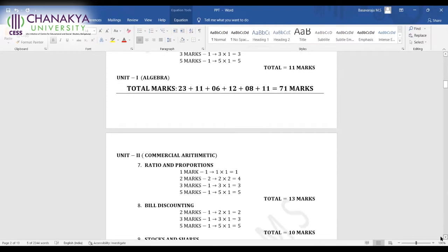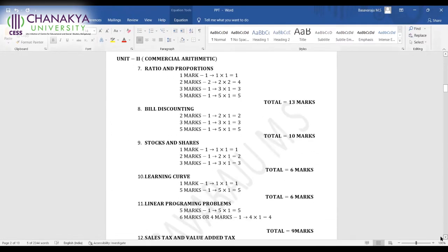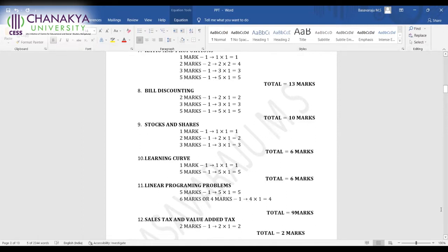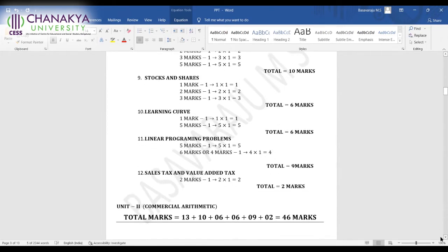Now you observe the second unit, that is commercial arithmetic. Again, you will have 6 chapters, which are ratios and proportions, bill discounting, stocks and shares, learning curve, linear programming problem, sales tax and VAT. Again, in this entire unit, you are able to score almost 46 marks. And again, don't expect any 6 marker problems from this particular unit. You may expect 1 mark, 2 mark, 3 mark, and a few chapters like ratio and proportions and bill discounting having 5 marker questions.